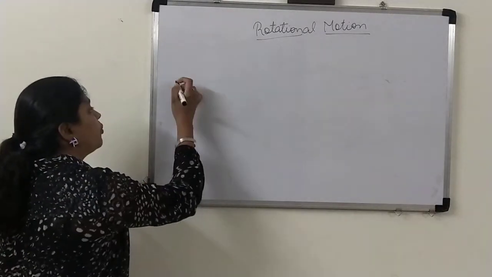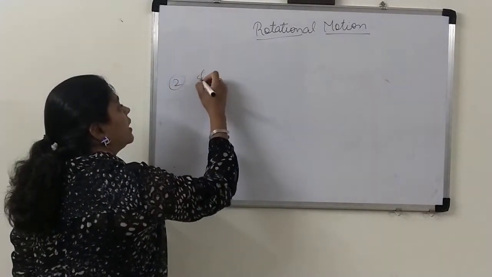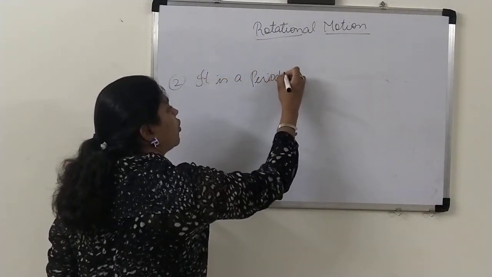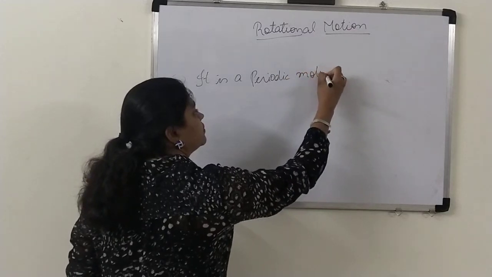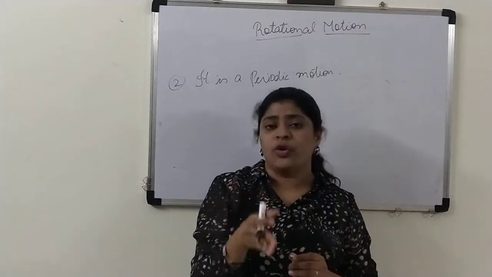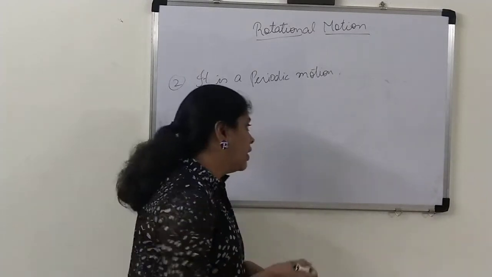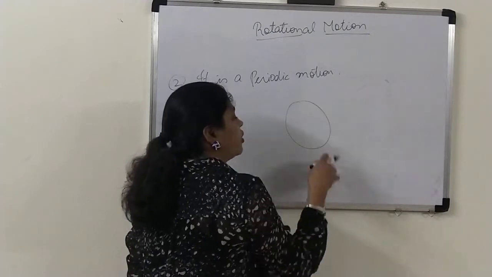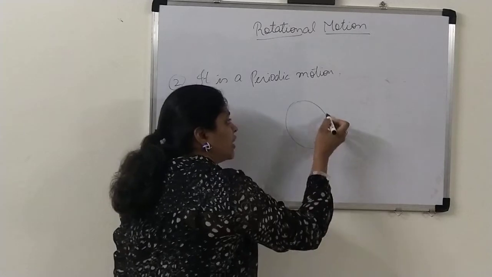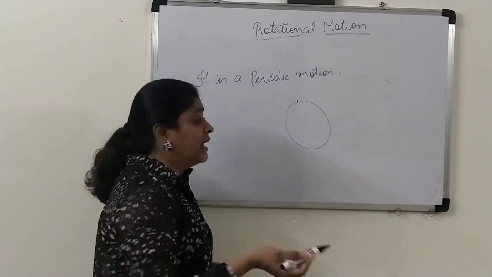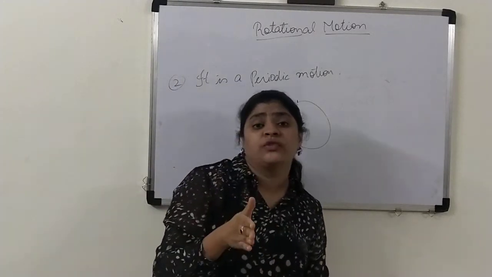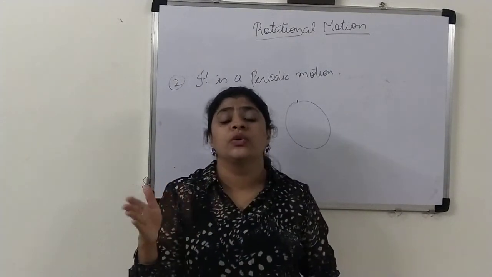Okay, now the second point is that it is a periodic motion. Now why do you call it a periodic motion? This is your circular motion, the body is performing circular motion. What happens? Suppose after every 2 seconds the body comes back at this position. Next 2 seconds it comes back again at the same position. That means at equal intervals of time the particle is performing equal motion.